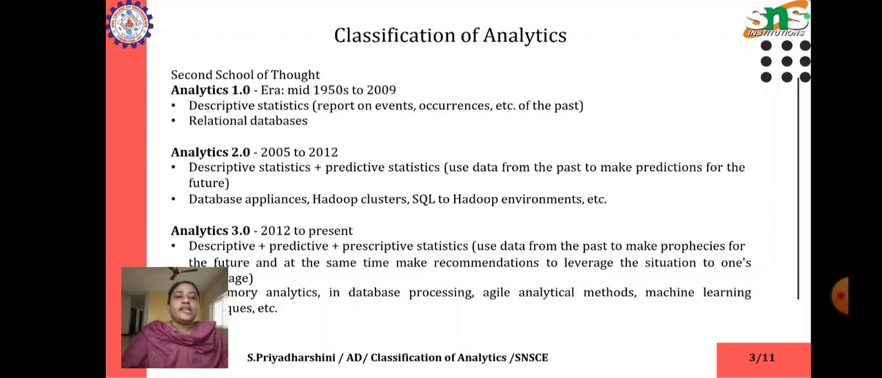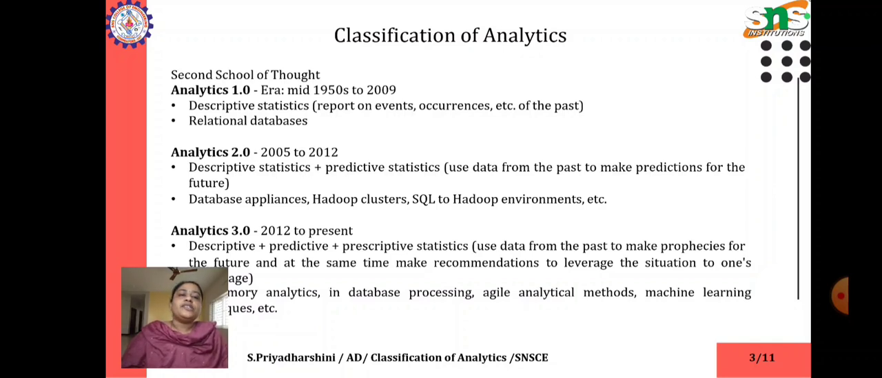When we talk about the databases used in analytics 1.0, the traditional relational databases were in hand. Analytics 2.0 took database appliances, Hadoop clusters, SQL to Hadoop environments, etc. were in use. Analytics 3.0 takes advantage of in-memory analytics, in-database processing, agile analytical methods, machine learning techniques, etc.